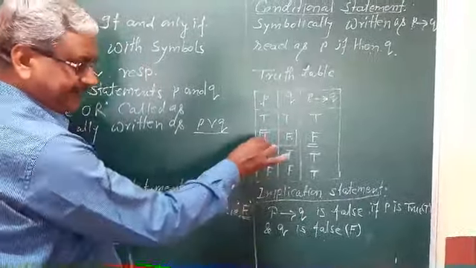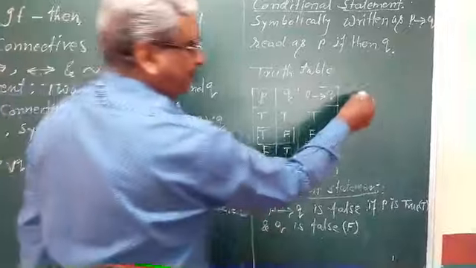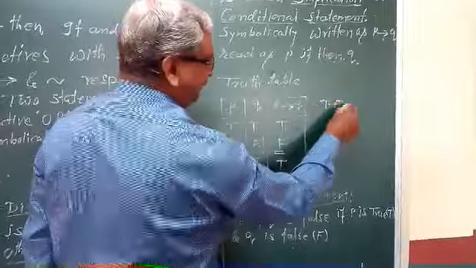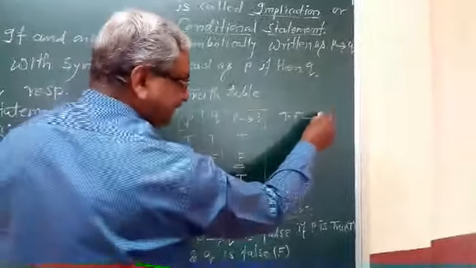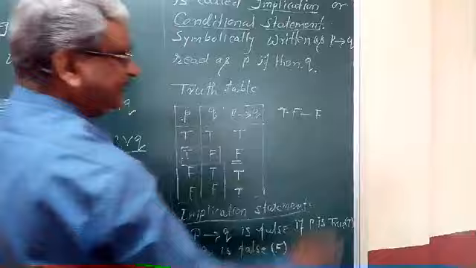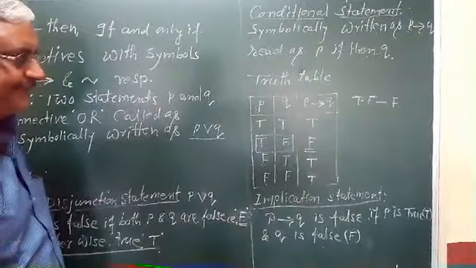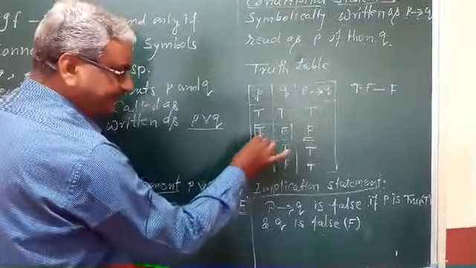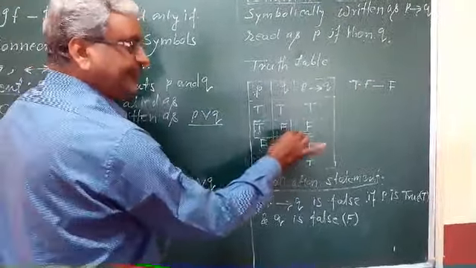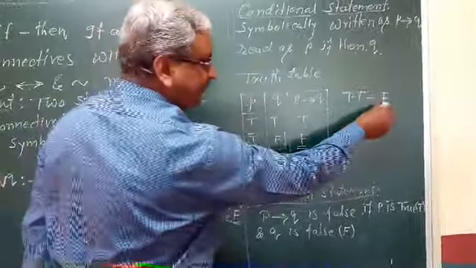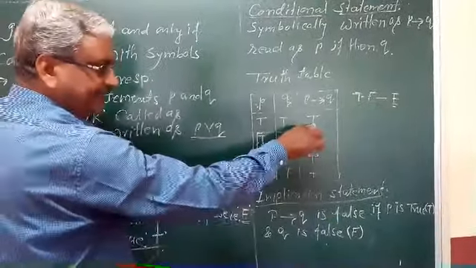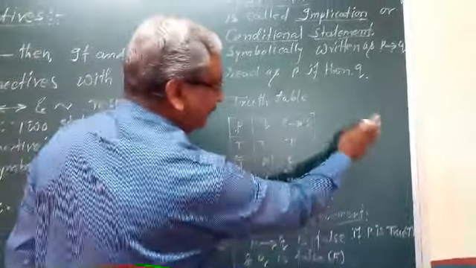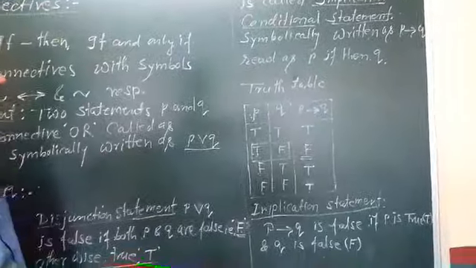So what will be the rule for this? In simple terms, I can say that for the TF value your implication statement is false, and otherwise it is true. You have to remember here TF means P is true and Q is false, then only P implies Q is false, otherwise it is true. So this is the simple rule to remember in a simple manner.